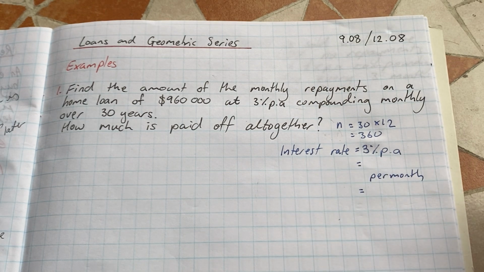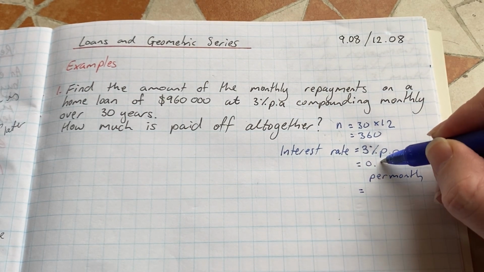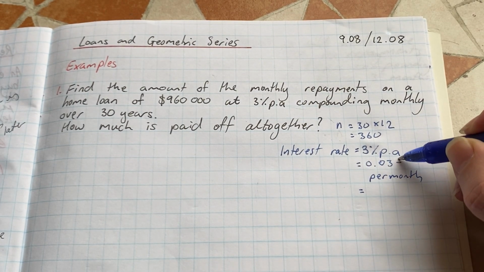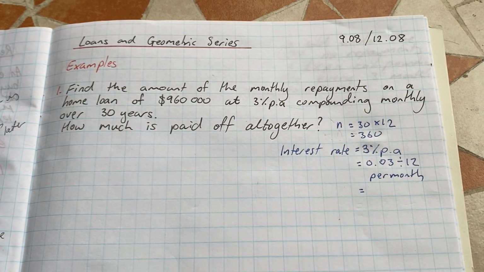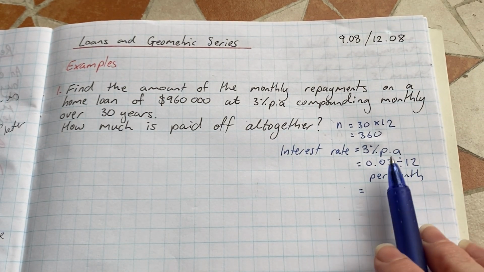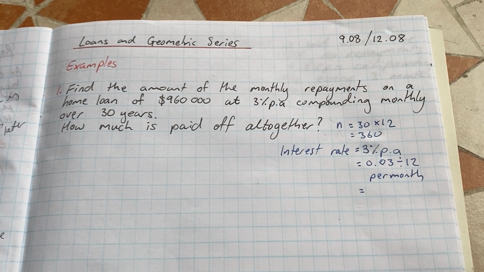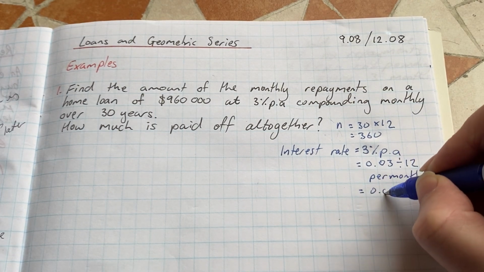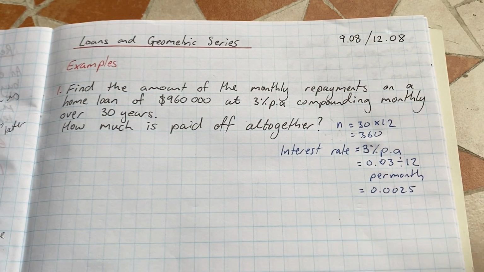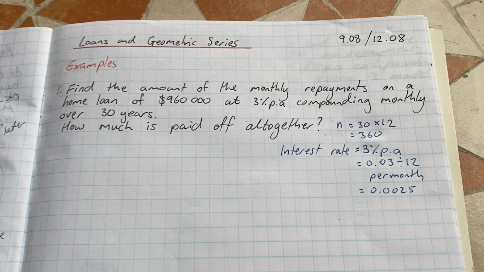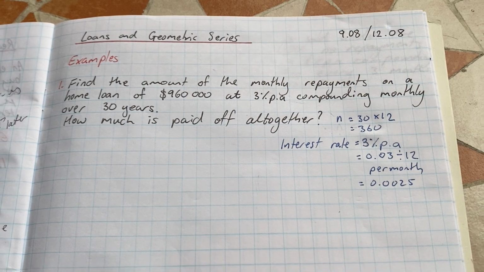Our interest rate is 3% per annum. Now remember, we need that per month as well because it's compounding monthly, and we need it as a decimal. So 0.03 divided by 12, which is 0.0025. So that's the number we're going to be using in these calculations. Okay, so let's start the process.